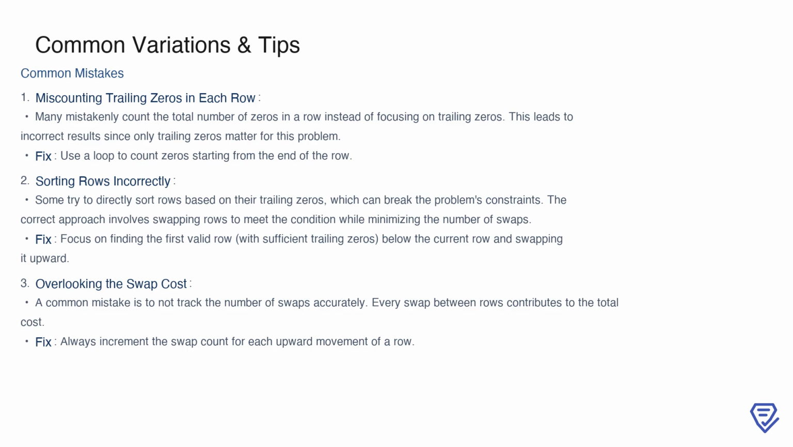To avoid this, use a loop that starts at the end of the row and counts zeros until a 1 is encountered. Another mistake is attempting to sort rows directly based on their trailing zeros. While this might seem like a shortcut, it violates the constraints of the problem, which require row swaps rather than reordering. The correct strategy is to find the first row below the current one that meets the trailing zero condition and then swap it upward.